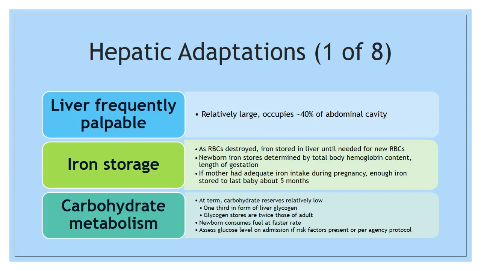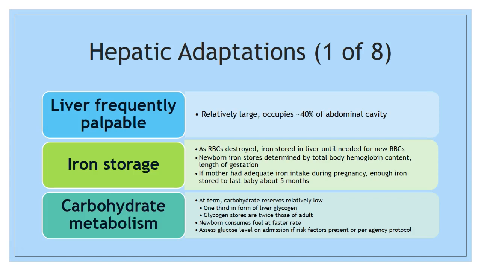From an iron standpoint, we know that the liver stores up iron, and as red blood cells are destroyed, iron is stored in the liver until they're needed to make new red blood cells. And how much iron is stored up in the newborn is determined by the total hemoglobin content and the length of gestation for the baby. If the mom has had some adequate iron intake during her pregnancy, typically that baby has enough iron stored up to last about 5 months.